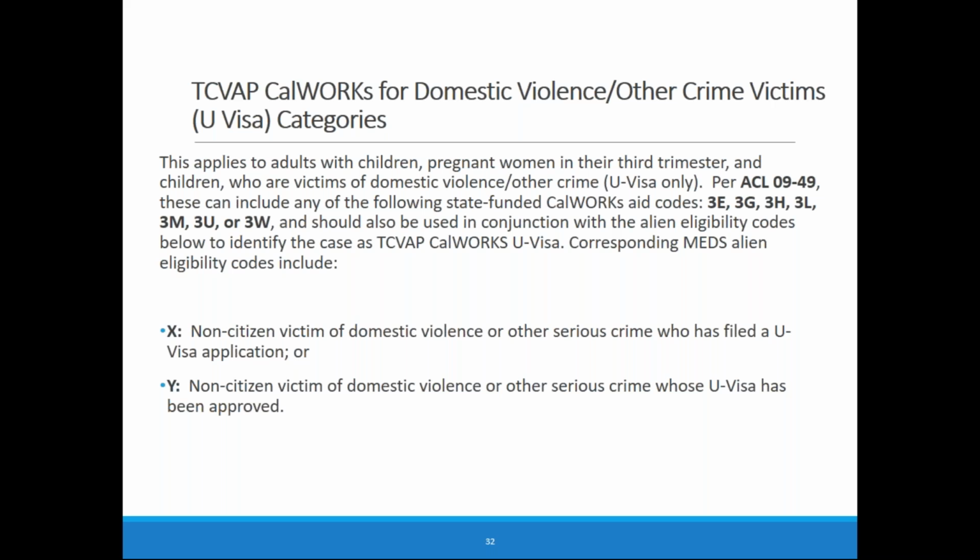The X alien eligibility code is to be used for a non-citizen victim of domestic violence or other serious crime who has filed a U visa application. And the Y code is to be used for a non-citizen victim of domestic violence or other serious crime whose U visa has been approved.